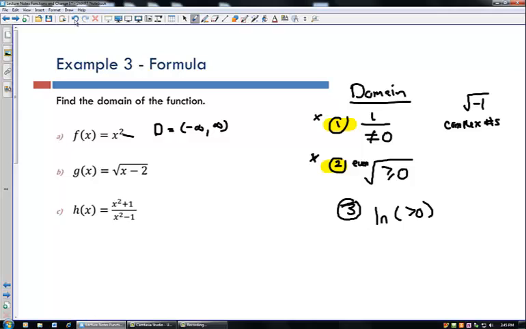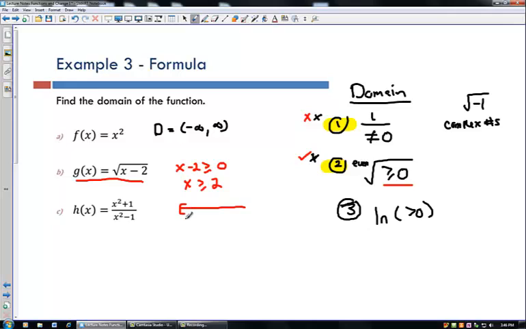In part G, let's look at it. Now you ask yourself the same questions again. Is there a denominator? You say no. Is there a root? You say yes. So there's a square root, so you need to make sure that x minus 2 is bigger than or equal to 0. Because that's what the rule says, basically. You don't want to deal with complex numbers, so make sure that's bigger than or equal to 0. We can solve this inequality by adding 2 to both sides. So x is going to be greater than or equal to 2, which means you can draw a sign diagram.